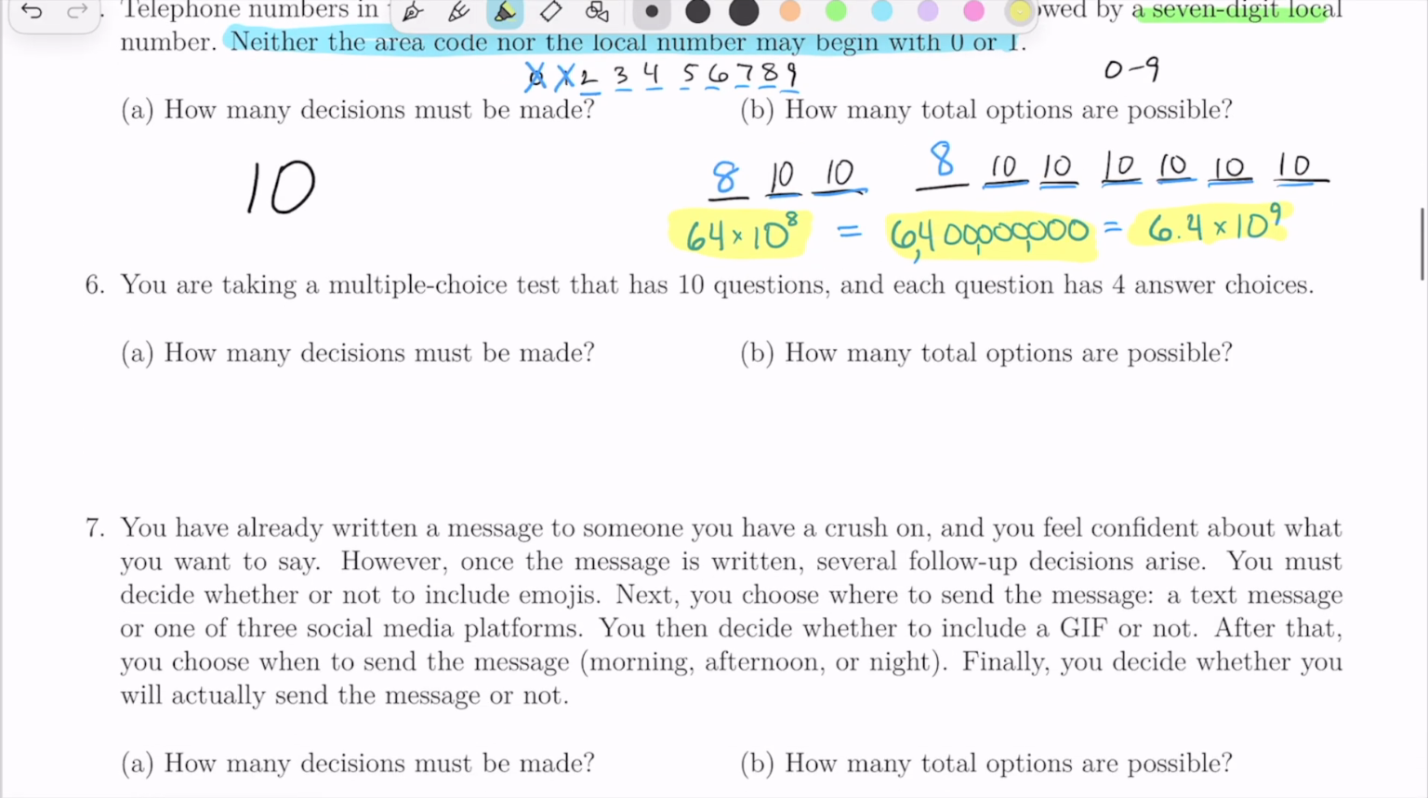Let's go to the next one. You're taking a multiple choice test that has 10 questions, and each question has 4 answer choices. Maybe it's like A, B, C, D, right?